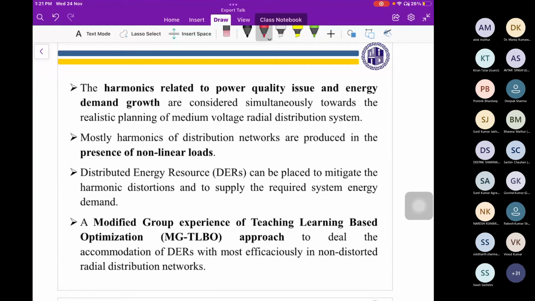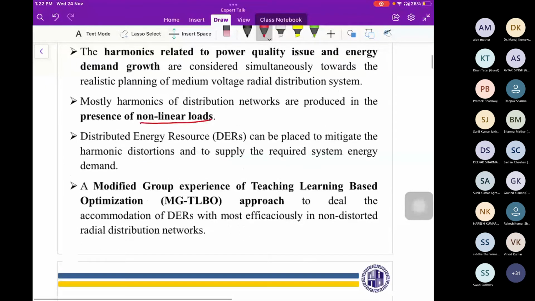The reason is the non-linear type of loads, so we can say power electronics devices based appliances. And nowadays every appliance is controlled with the help of power electronics, like regulators, fans, and machines. So every device is operated with the help of power electronics.